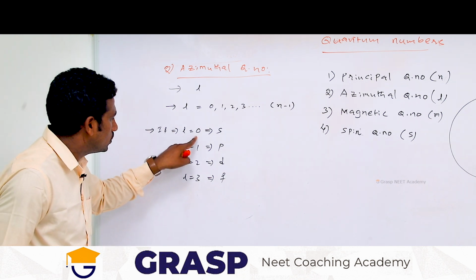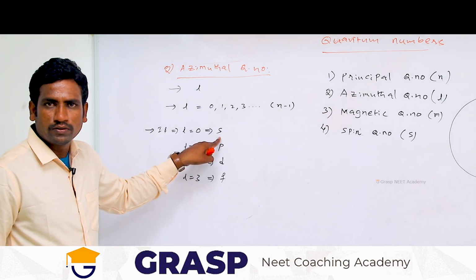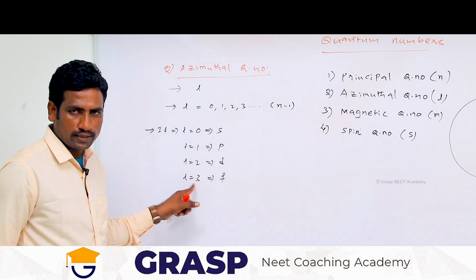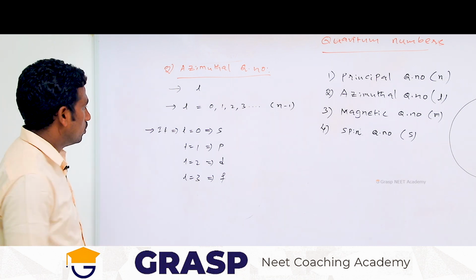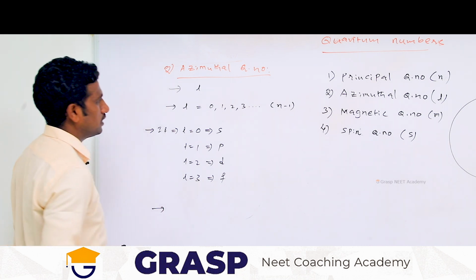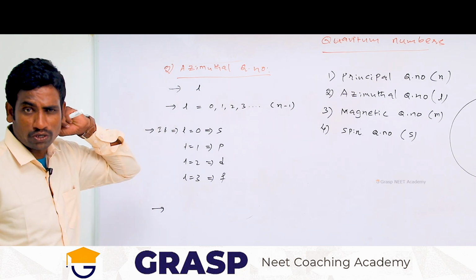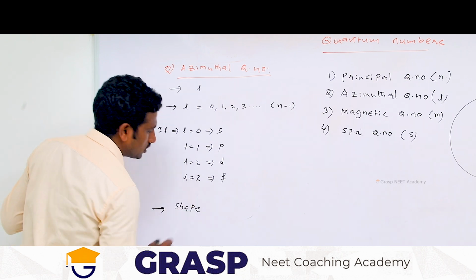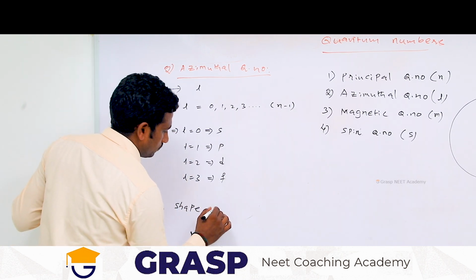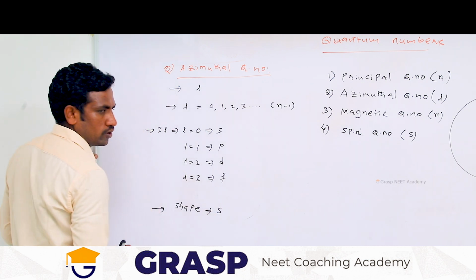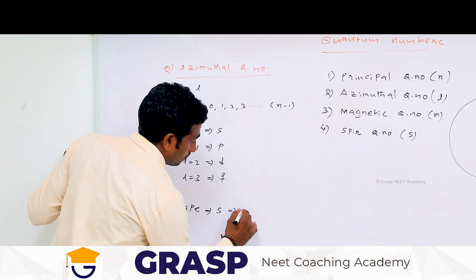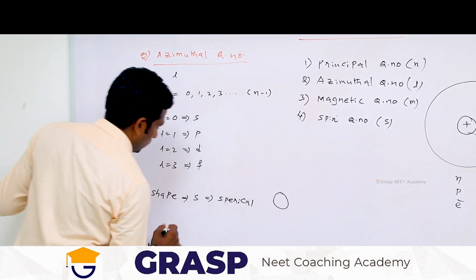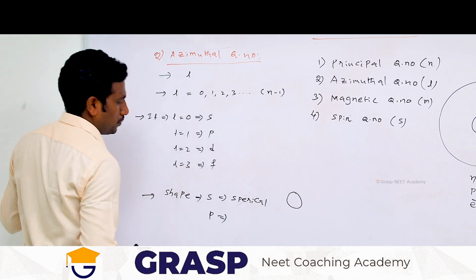So l equal to 0, what is the subshell? l is equal to 1, p, l is equal to 2, d, l is equal to 3, f subshell. Getting my point? The main importance of this subshell is that it will explain the shape of the orbital. What is the shape of the s orbital? Spherical in shape, that means a circle.